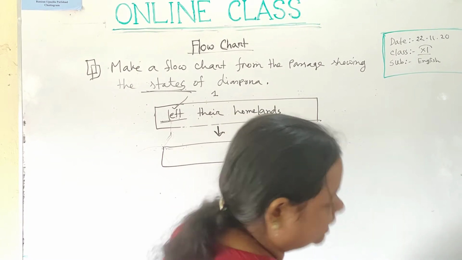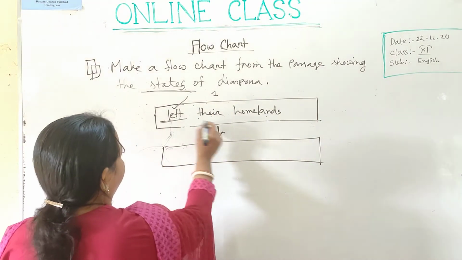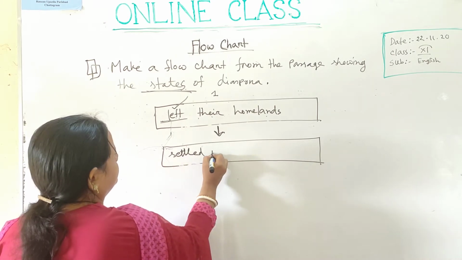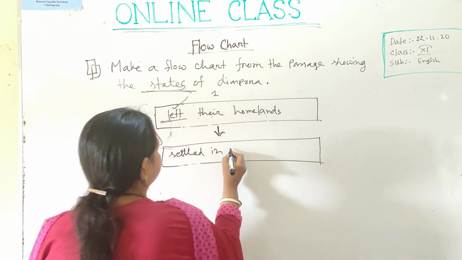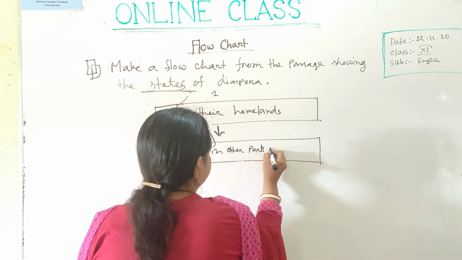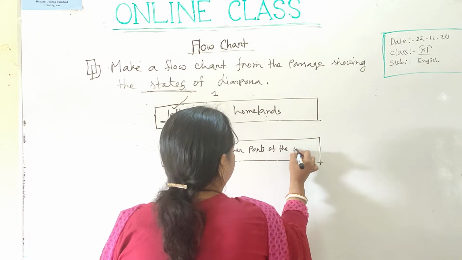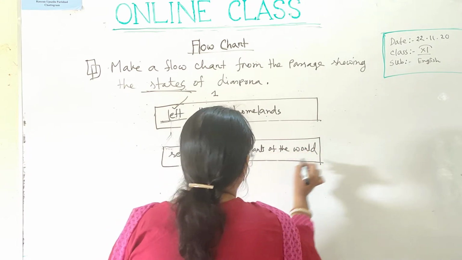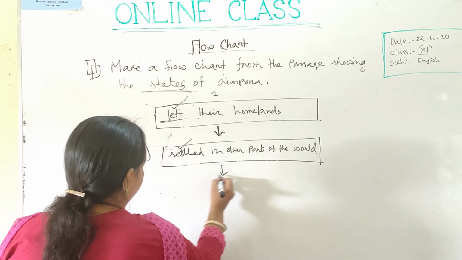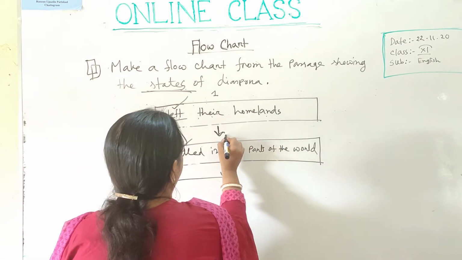Notice that then we can write left their homelands, then we can write settled in, omitting the subject, settled in other parts of the world. Then another flow and give a number to it.